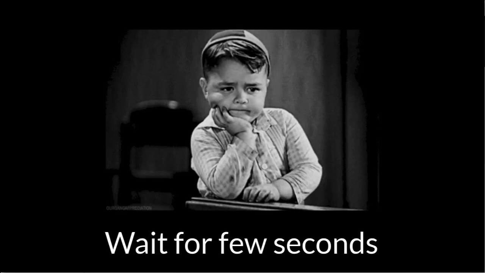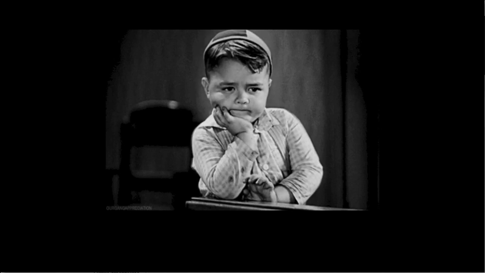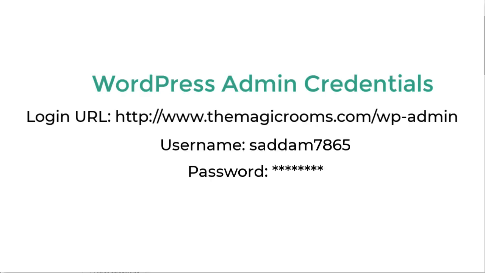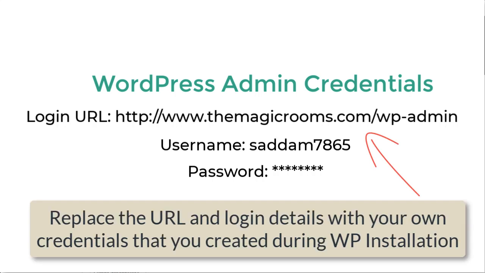This will take a couple of seconds to install WordPress onto your domain name. You will see an admin URL and username and password, something like this, once the installation process is completed. So in order to log in to your WordPress dashboard, you need to go to this URL. Make a copy somewhere else on your desktop, and this username and password can be used to log in to your WordPress dashboard. Thank you.